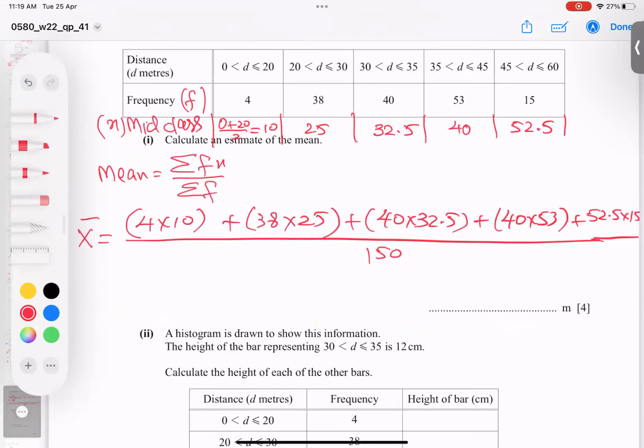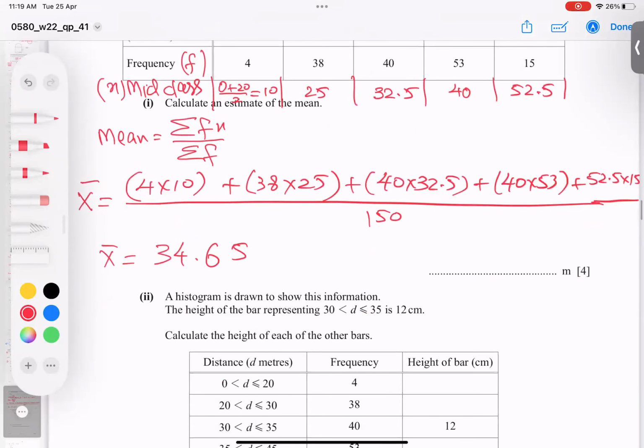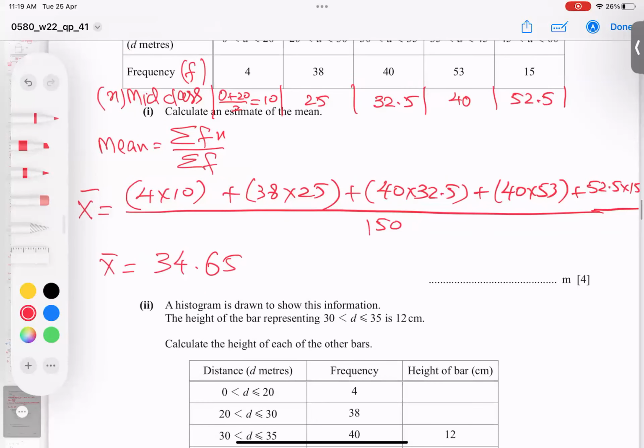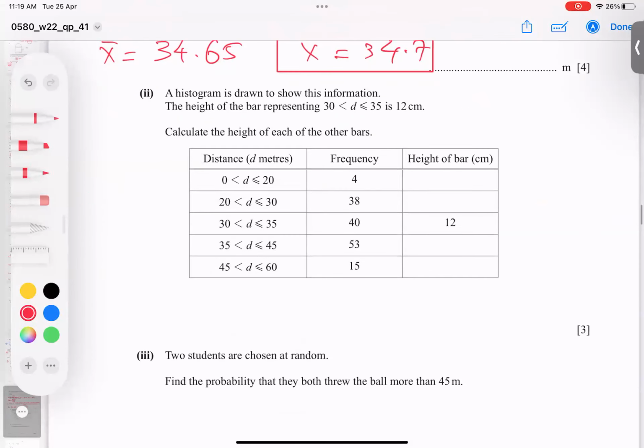And finally, if I add them and get the mean, the answer is coming 34.65. I hope the idea is very clear. Or write it to 3 significant figures, but wait a minute, because it's minutes, okay? So you can write it as 34.7 minutes also. Okay, I hope this is clear. Let's go for the next question.